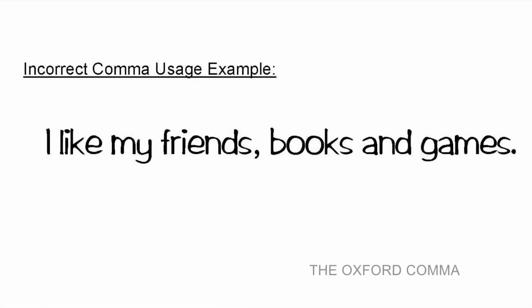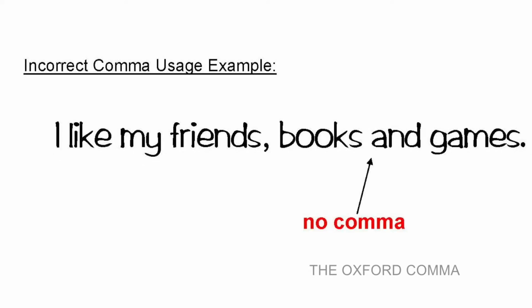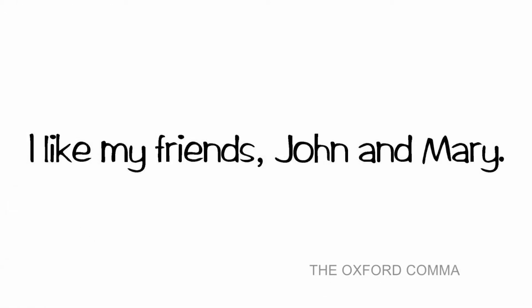And here is the incorrect way to use the Oxford comma. I like my friends, books, and games. Now here, notice that there is no comma before the conjunction. Having no comma before the conjunction causes a problem, and I'll show you why. Take this for instance. I like my friends John and Mary. By writing the sentence like this with no comma before the conjunction, we are saying that your friends are named John and Mary. We are renaming friends by saying John and Mary.